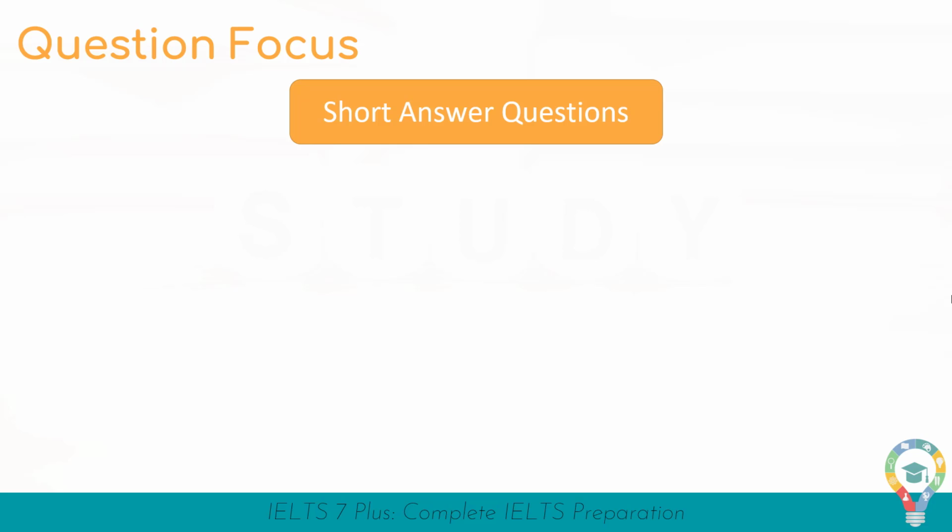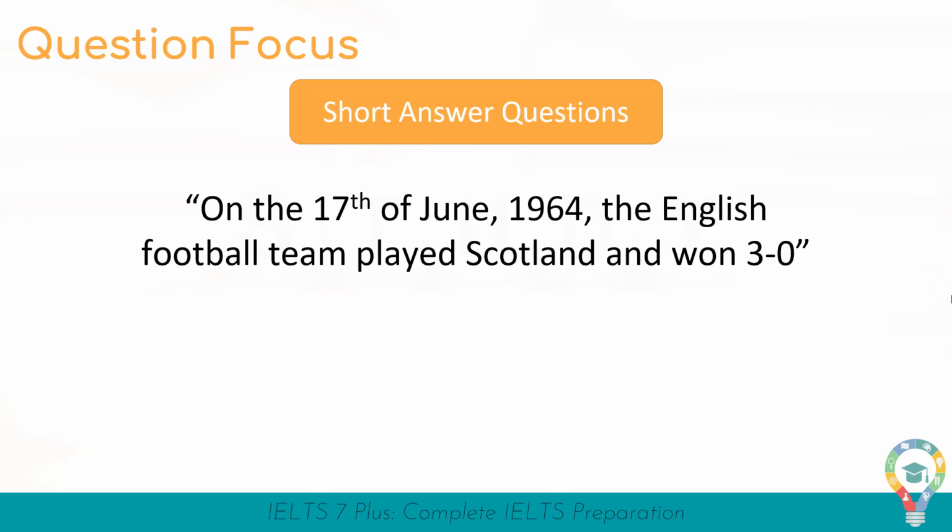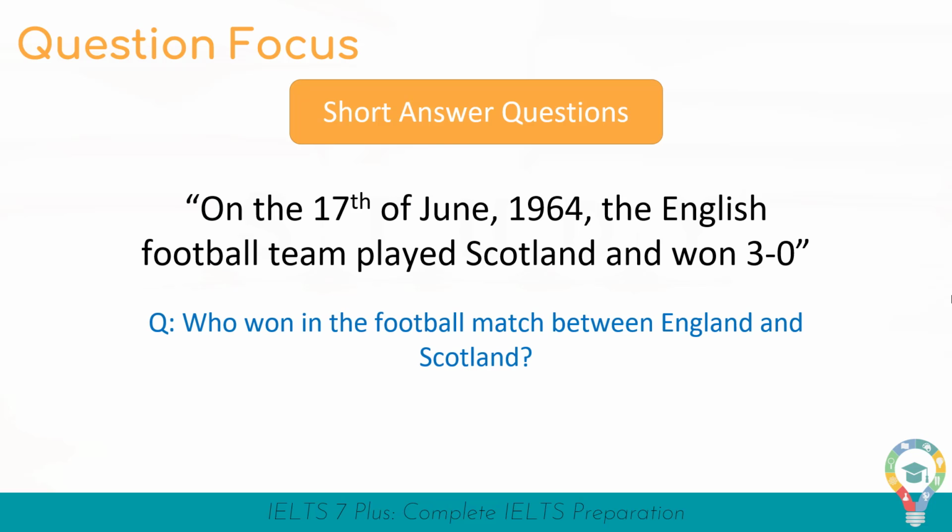I'll read the question and answer through to you. On the 17th of June 1964, the English football team played Scotland and won 3-0. And here's the question. Who won in the football match between England and Scotland?